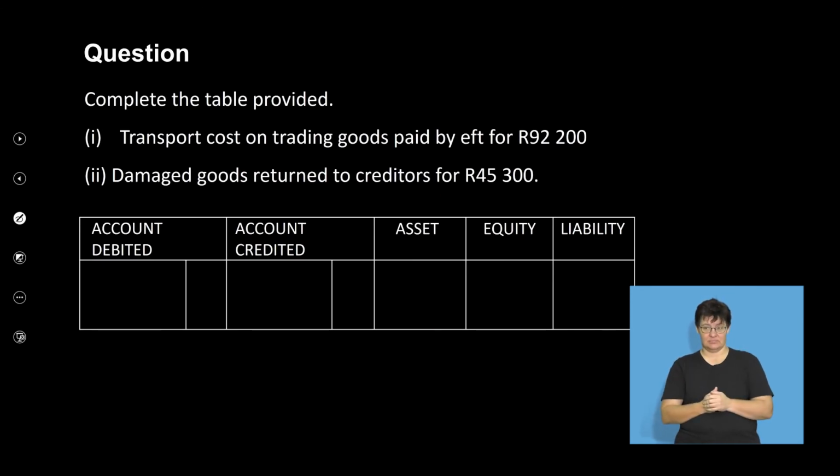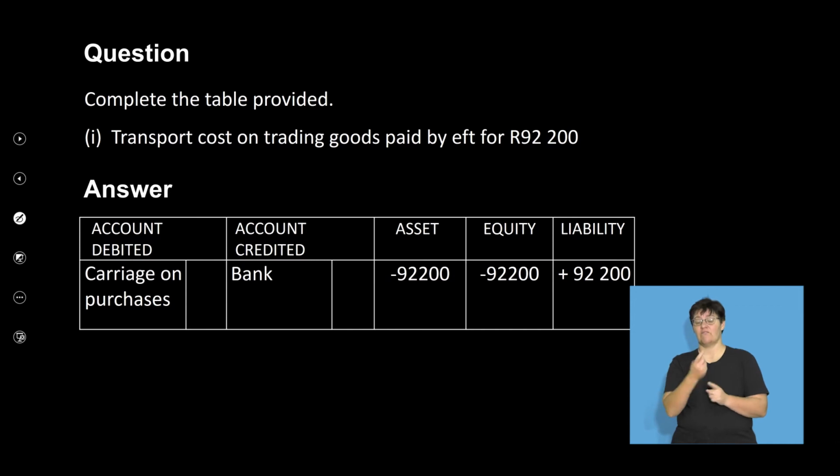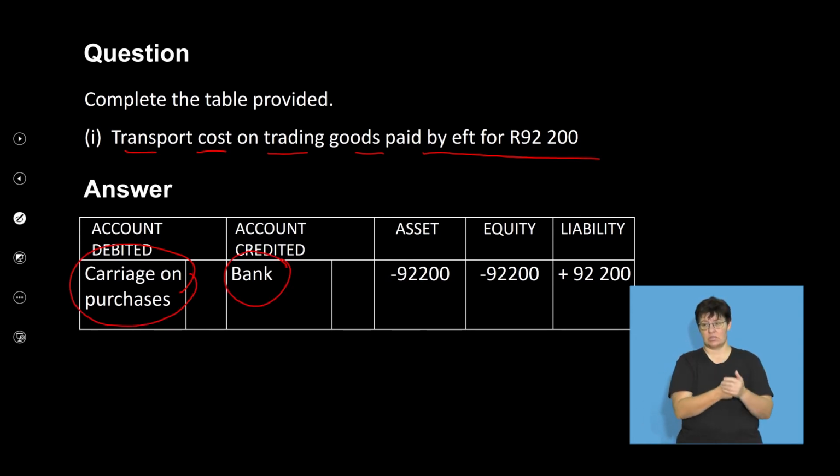This is the table that we have to complete. The table says transport costs on trading goods paid by EFT 92,200, and obviously the second one, let's take them independently. Number 1, transport cost on trading goods paid by EFT 92,200. Watch, account debited is carriage on purchases, account credited is bank. We're assuming that bank is favorable. Are we? No. Let's look. Yes, here's a classic question.